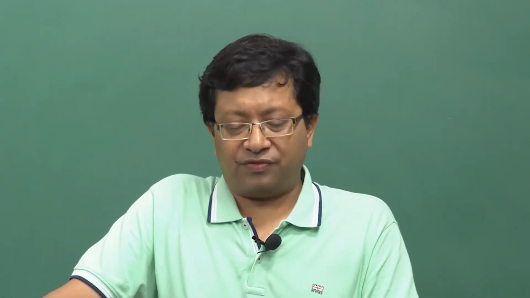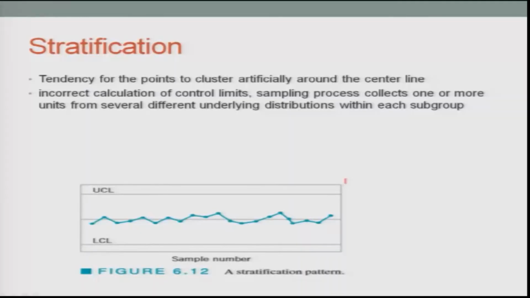There can be stratifications also, which means the tendency of the points to cluster artificially around the central line. So, incorrect calculation of the control limits may be a problem. The sampling process may collect one or more units from several different underlying distributions, where each subgroup may be important.